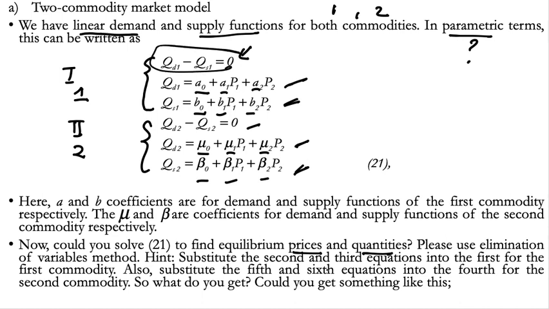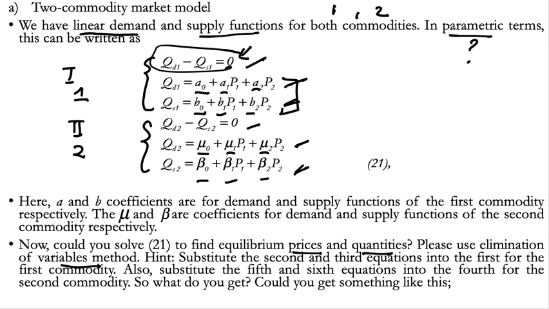So how to solve it? There are many ways actually, but the simplest one is using the elimination of variables method. What does elimination mean here? Let's look at market number 1. In equilibrium position, quantity demanded must be equal to quantity supplied. So you equate these two to get this.